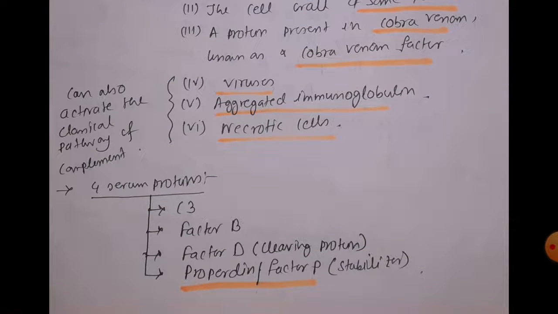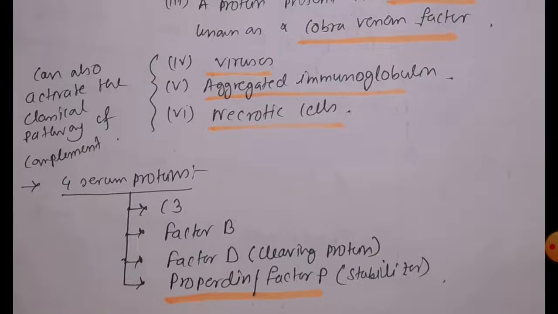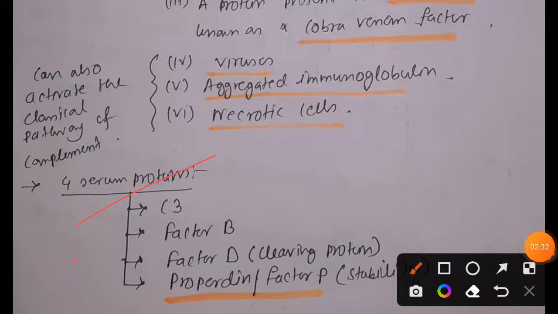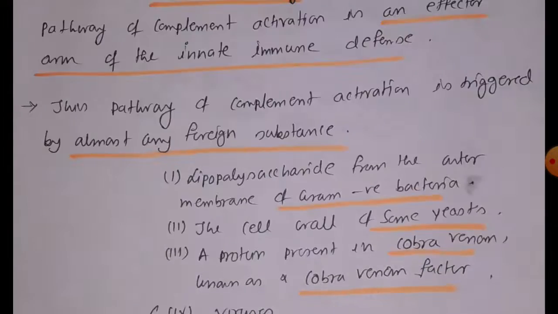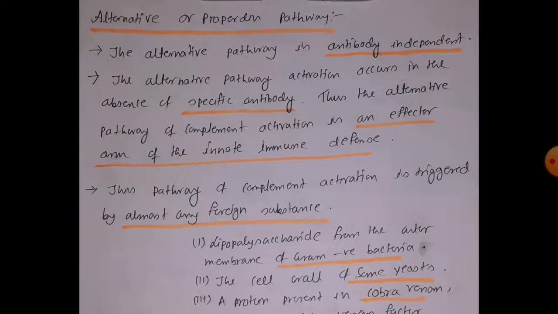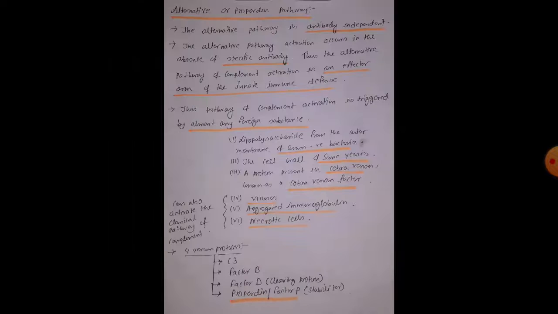Now, four serum proteins are going to play important roles: C3, factor B, factor D, and Properdin. Factor D is the cleaving protein; it has enzymatic function. Properdin, or factor P, is the protein for which this pathway is named the Properdin pathway, and it plays the role of a stabilizer.